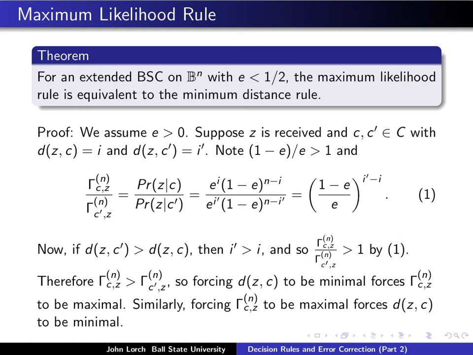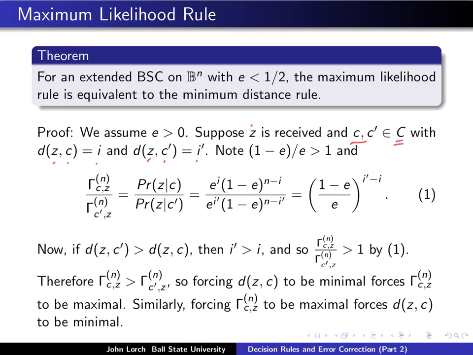Okay, so here we're going to assume that our bit error probability e is less than 1/2 and bigger than 0. If the bit error probability is equal to 0, then it's fairly clear that these two are equivalent. So we're going to assume that there is a non-zero bit error probability. So let's suppose we have a received word z, and we've got two code words c and c prime. And further, let the Hamming distance from z to c be equal to I, and from z to c prime be equal to I prime.